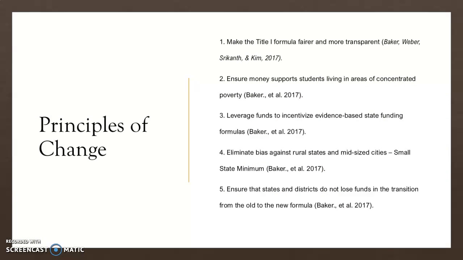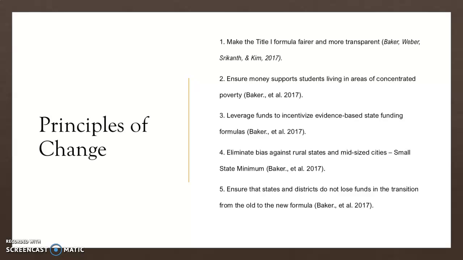Principles of change. Number 1, make the Title I formula fair and more transparent. The fact is, currently funds are distributed through 4 complex formulas, focusing on far too many eligibility requirements, weighted systems, and purposes. These 4 formulas include basic grants, concentration grants, targeted grants, and education incentive grants. These complexities make it difficult for policymakers, school leaders, as well as the public to comprehend and make sense of how such funds are dispersed to schools and throughout their districts.